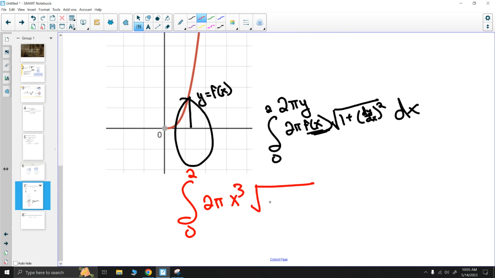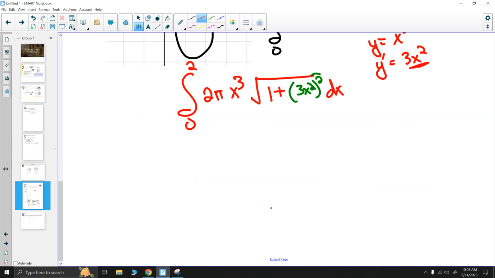times the square root of 1 plus. Now we want to take the derivative of y with respect to x because we want it in terms of x. So that is, again, y equals x cubed, so y prime is going to be 3x squared. So that would be in terms of x. We're going to use that one. So that would be 3x squared. And again, it is with respect to dx, because we're integrating along the x-axis from 0 to 2.